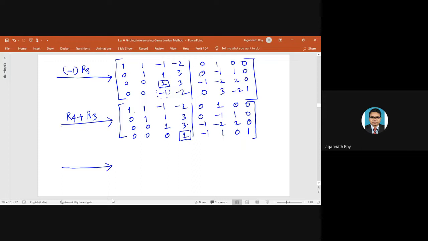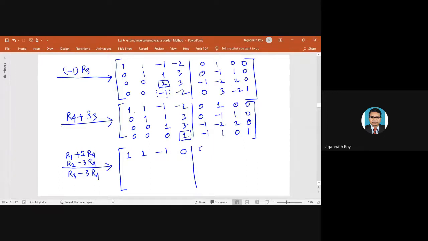So if you do R1 plus 2 times R4, R2 minus 3 times R4, then R3 minus 3 times R4. If you do this, you will get 1, 1, minus 1, 0.